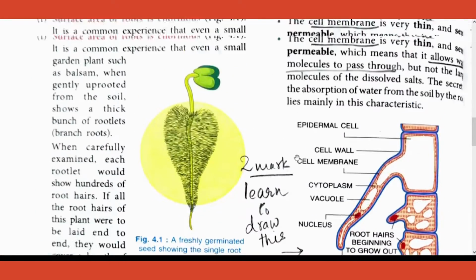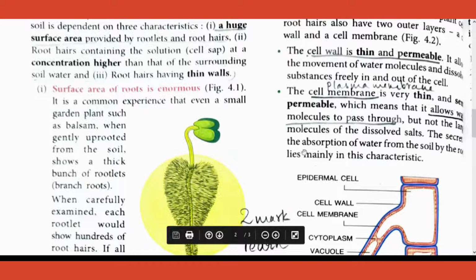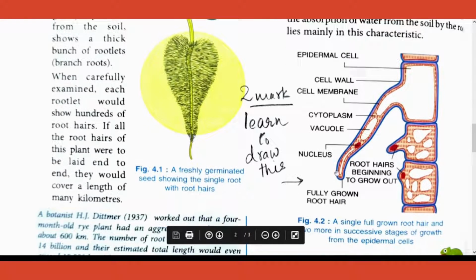Third point is that root hairs have thin walls. What are the walls that it has? It's a plant, so obviously it has a cell wall and a plasma membrane. The cell wall is thin and freely permeable. The plasma membrane is again thin and semi-permeable. So it allows water to go through. This much when you write, you get 3 marks for your board examination. Now another question which used to come in part A before is this one.